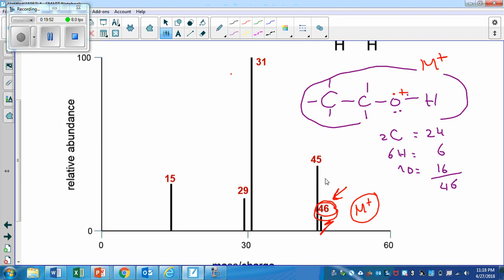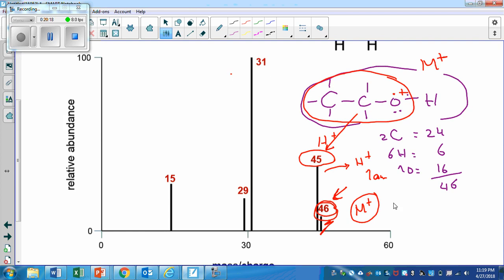Now, if this is 46 and this is 45, what do you expect here? Common sense tells you that it lost one hydrogen ion. So one of the hydrogens is fragmented. What went out? The mass of one AMU went out. That means what is left is 45. So what is left is this, and it is being shown right here.